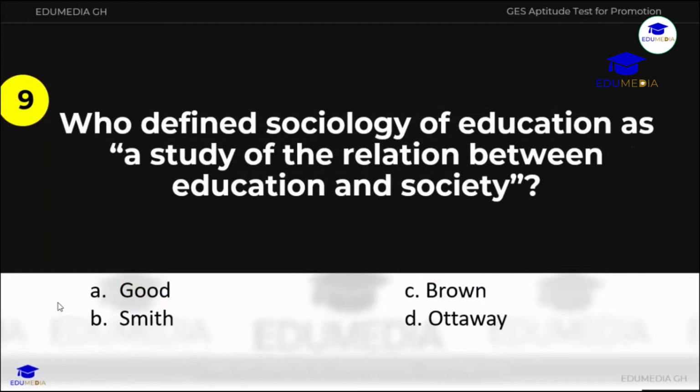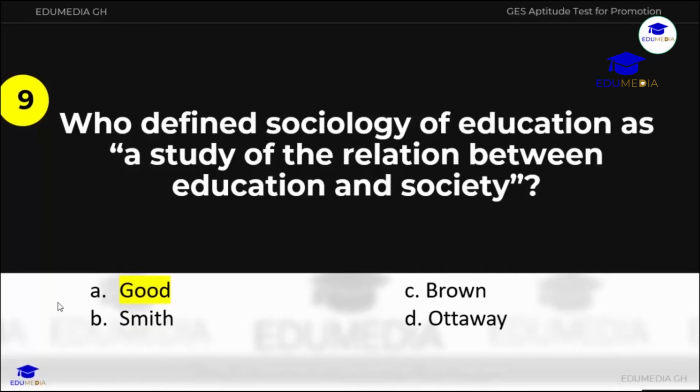Question number 9. Who defined sociology of education as a study of the relation between education and society? Option A, Good. Option B, Smith. Option C, Brown. And option D, Otawe. The correct answer for question number 9 is A, Good.